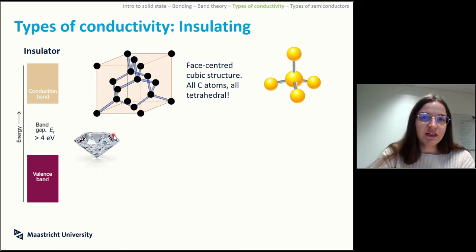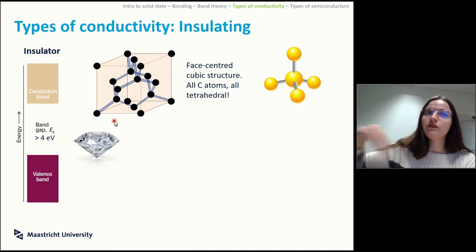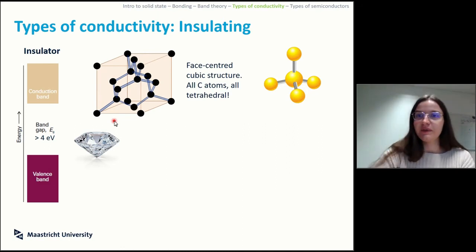So diamond in itself has a face-centered cubic structure. You can see that this cube has the corners occupied and the faces in between. And inside, all of the atoms find themselves with 4 possible neighbors, all over the place, over and over again in 3D space.